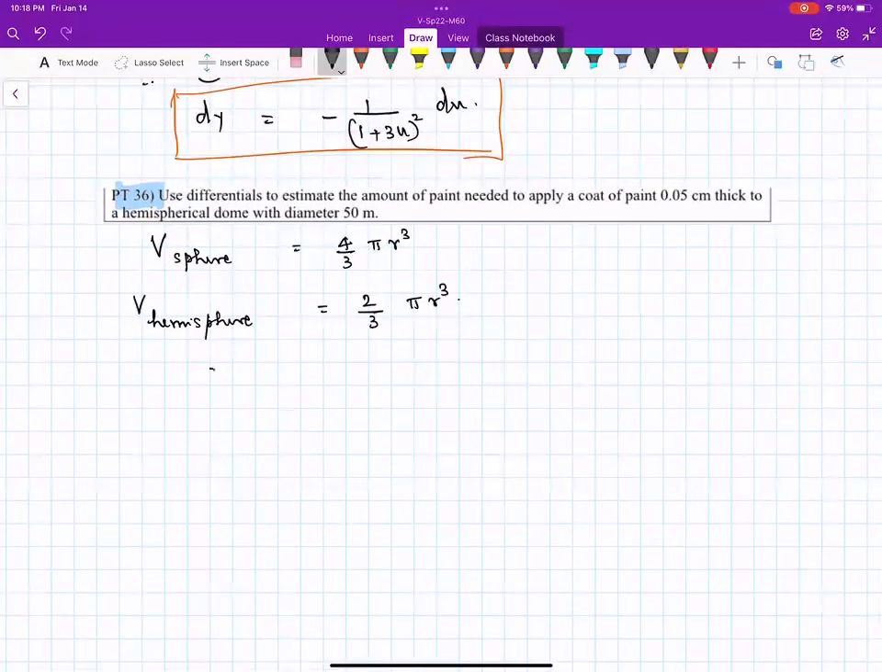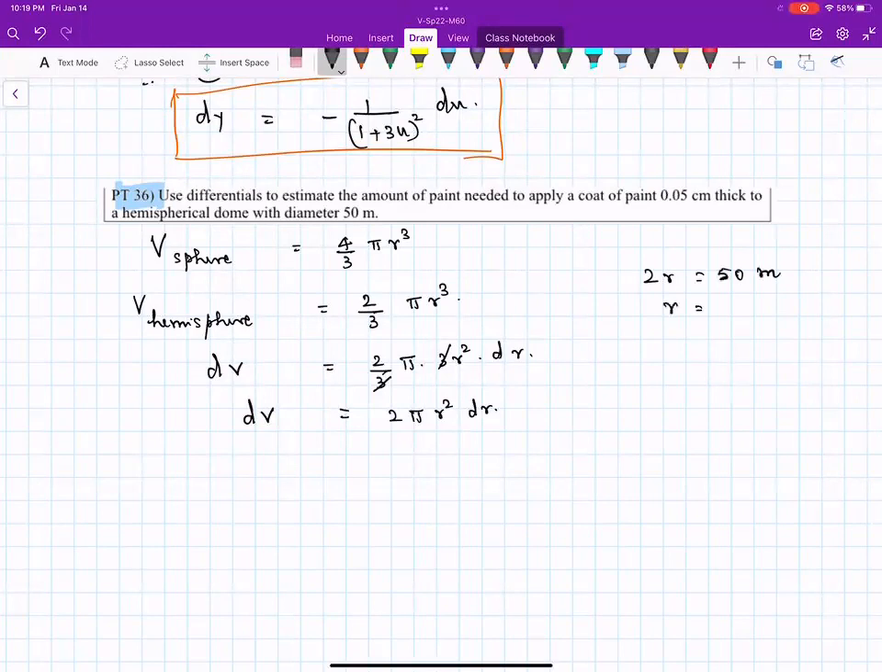So dV is 2/3 of pi, which is a constant, times the derivative of r cubed with respect to r, followed by dr. The 3 and 3 cancel out, so it is 2 pi r squared dr. dV is a change in volume, so it's the amount of paint that we need. In this case, you are given 2r equal to 50 meters. That gives r equal to 25 meters.